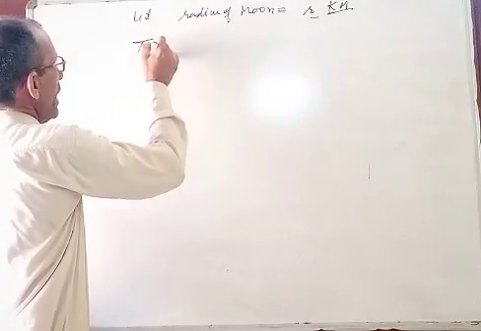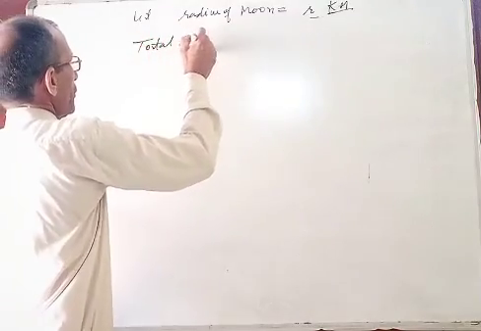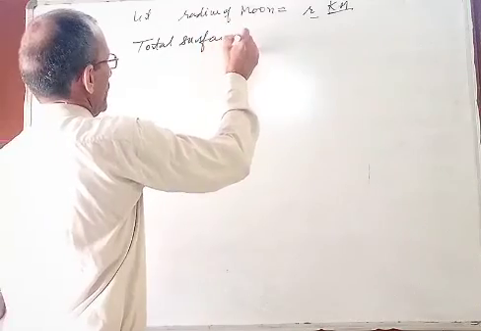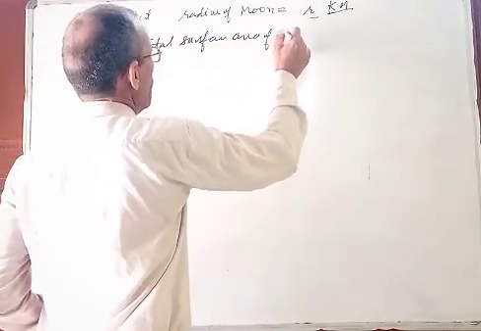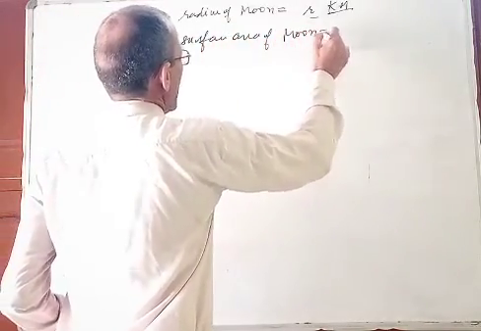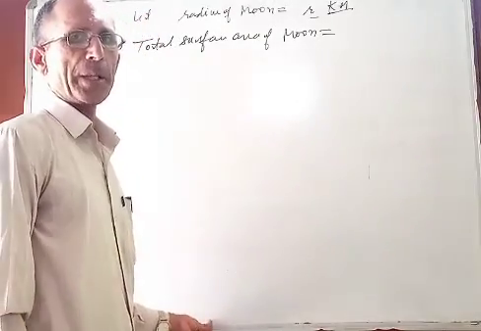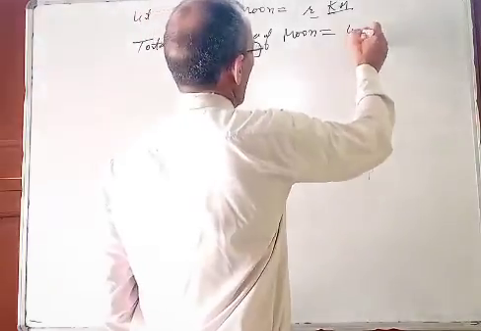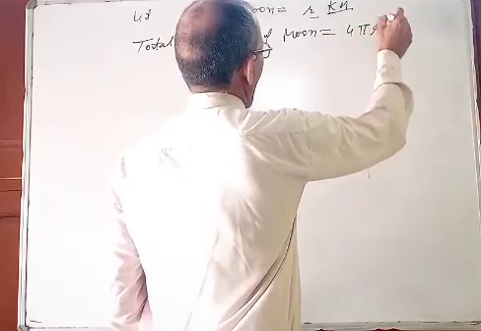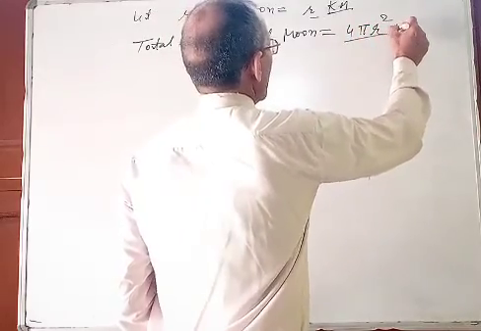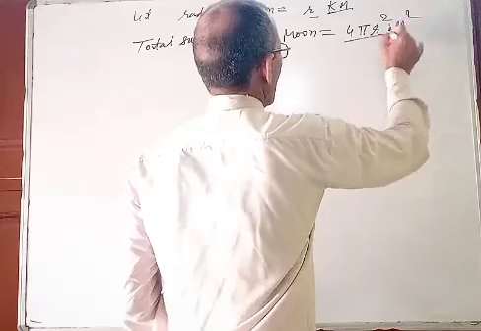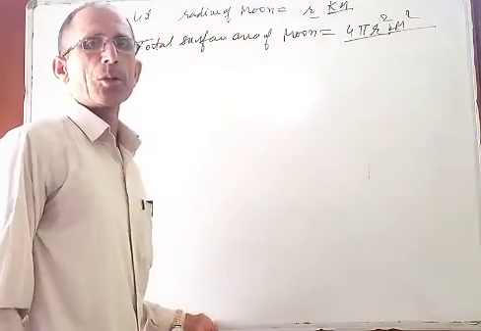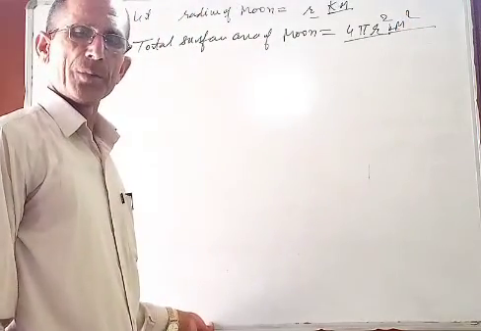Then the total surface area of the moon. What is the formula for finding total surface area? 4 pi r square. So 4 pi r square square kilometer is the total surface area of the moon.